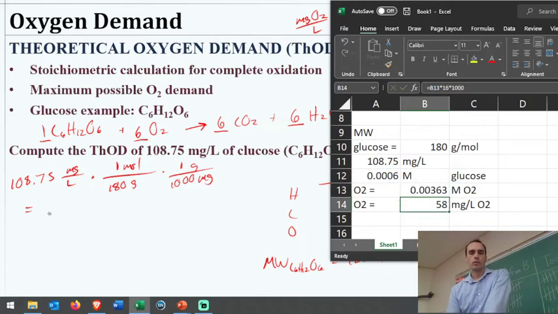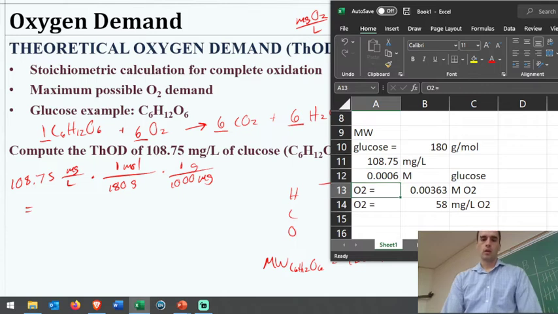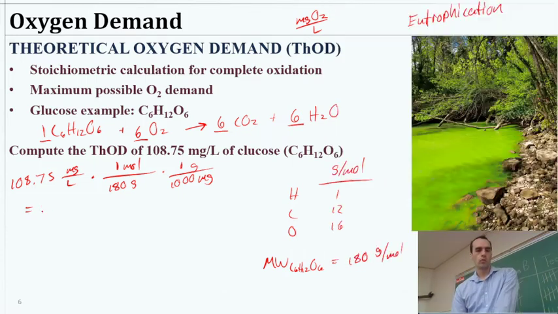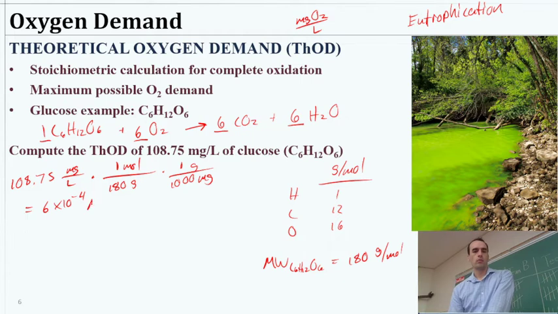Okay, so if we take our 108.75 and divide it by 180 and divide it by 1,000, we should get 0.0006 moles per liter, or 6 point something times 10 to the minus, is that fourth? Yeah, fourth moles per liter. And I'm going to leave it there. There's more decimal places I'm sure that we could look at. I'm just going to leave that in Excel for now. And we'll take that, so that's moles per liter of glucose.